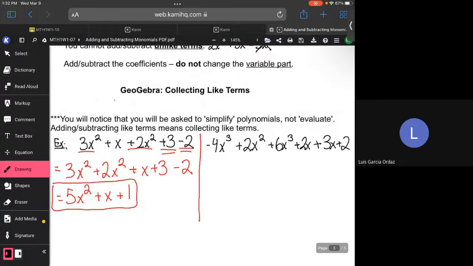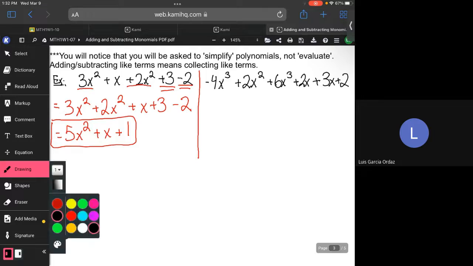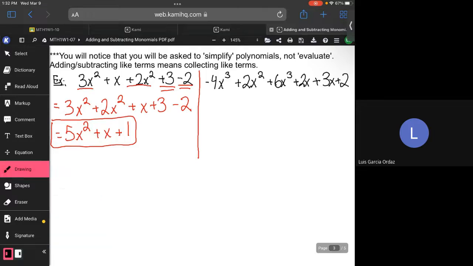Okay. So my next example, I'm going to scroll up, is negative 4x cubed plus 2x squared plus 6x cubed plus 2x plus 3x plus 2. So identify my like terms first. What's my first pair of like terms? 4x cubed and 6x cubed. Yep. So I'm going to write it as negative, don't forget the negative, 4x cubed plus 6x cubed. My x squared does not have any like terms, so I'm going to leave it as is.